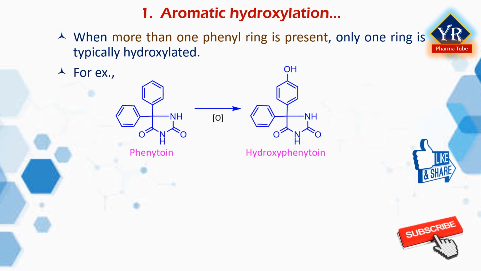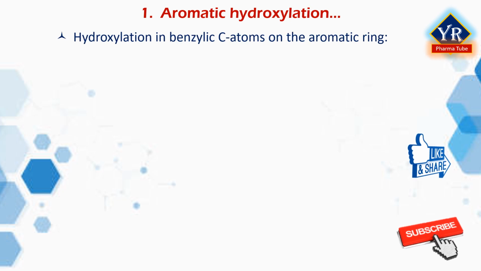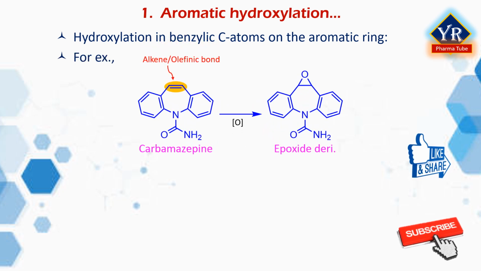For example, phenytoin contains 2 phenyl rings, out of which only one ring is hydroxylated to form its hydroxylated derivative. Similarly, diazepam and chlorpromazine are 2 drugs that preferentially undergo hydroxylation in the electron-rich ring. The benzylic position adjacent to the aromatic ring is also hydroxylated quite easily. An alkene may be epoxidized by the same process, as exemplified by the metabolism of the tricyclic antidepressant carbamazepine to its epoxide.